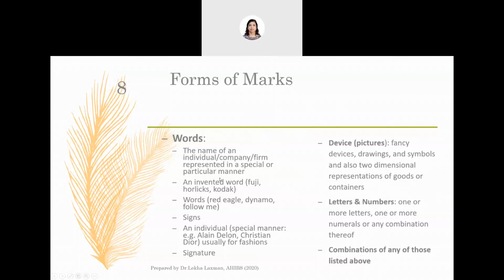Or it could be an invented word. That means there's no such word, but it was invented or created. For example, Fuji, Horlicks, Kodak. Or words such as Red Eagle, Dynamo, Follow Me. Or some kind of sign or symbol. Or a famous individual's name, such as Alain Delon, Christian Dior, or a signature. Sometimes you can see some of these perfumes have signatures. So it could be any of these things, or it could be pictures, two-dimensional or three-dimensional, or letters and numbers, or like I said, a combination of these.